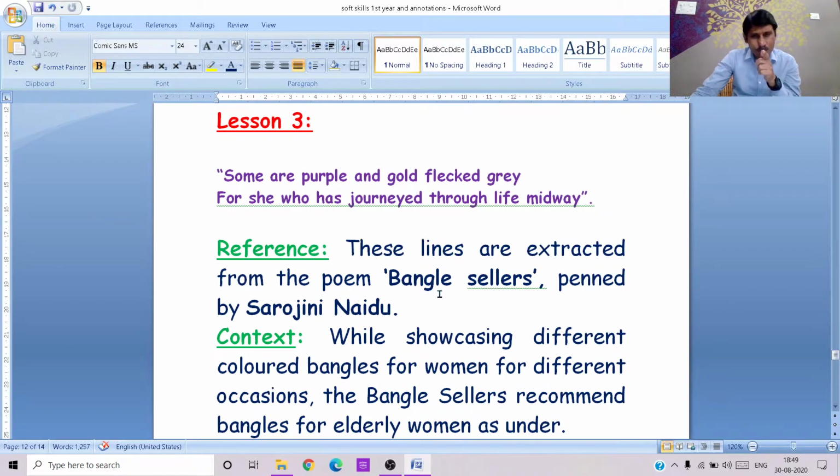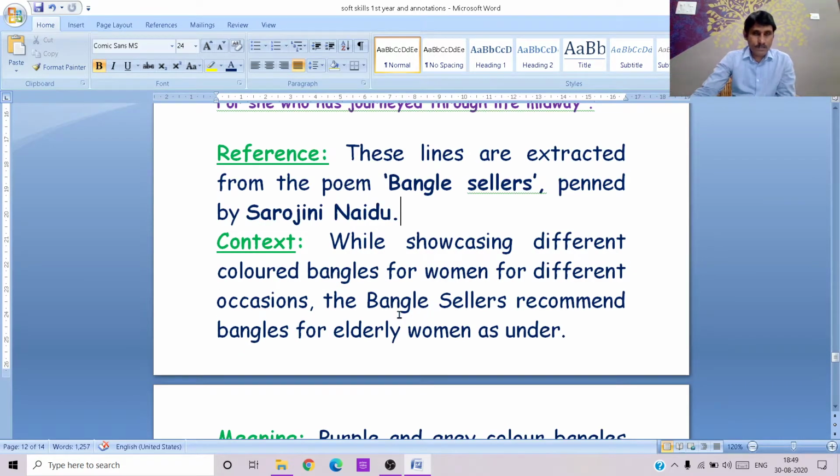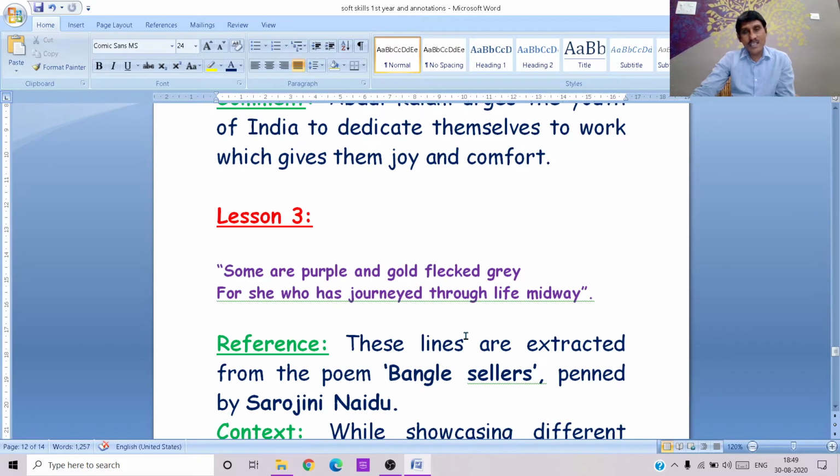So, bangle sellers, as you remember, sell their bangles for different occasions. What are these bangles, and which stage of a woman's life are they for? Context: while showcasing different colored bangles for women for different occasions, the bangle sellers recommend bangles for elderly women as under. As said in these two lines, bangle sellers are recommending suitable bangles for elderly women.